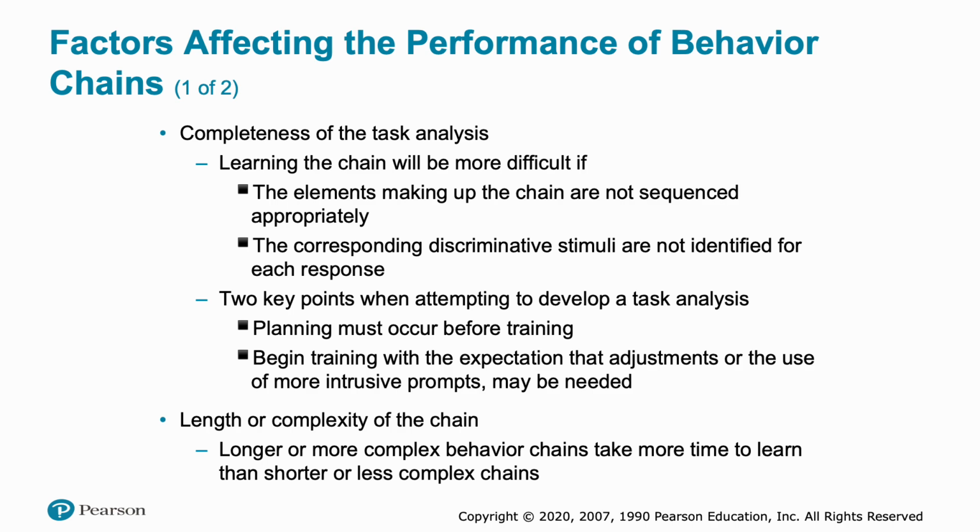Another factor that's going to affect the performance of our behavior chains is the length and the complexity of the chain. I've also kind of mentioned this. So longer or more complex behavior chains will take more time to learn than shorter or less complex ones. And usually when we do a lengthy or complex behavior chain, then we want to consider those other methods that are going to help keep our learners more engaged and are going to allow them to access reinforcement more quickly, so that forward chaining or backward chaining procedure might be better options.